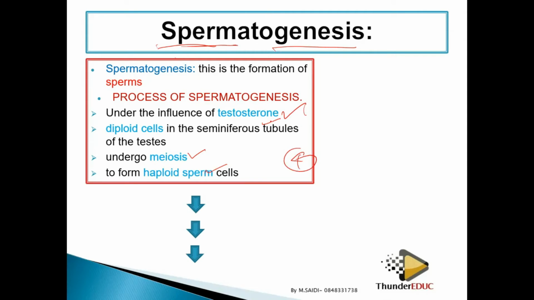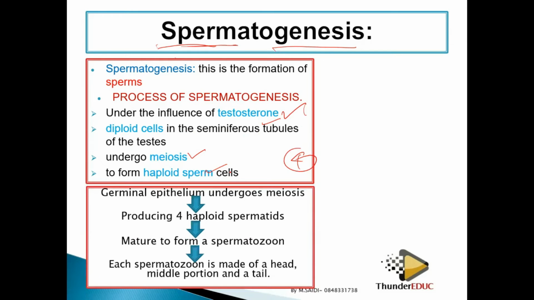So under the influence of testosterone, the diploid cell in the seminiferous tube undergoes meiosis to form 4 haploid sperm cells. Simple. No stress. But you'll find that people will talk about a lot. The germ cells undergo meiosis to produce 4 haploid cells called spermatids. And then the spermatids will mature to form the spermatozoa. Each spermatozoa is made up of a head, middle piece, and a tail.